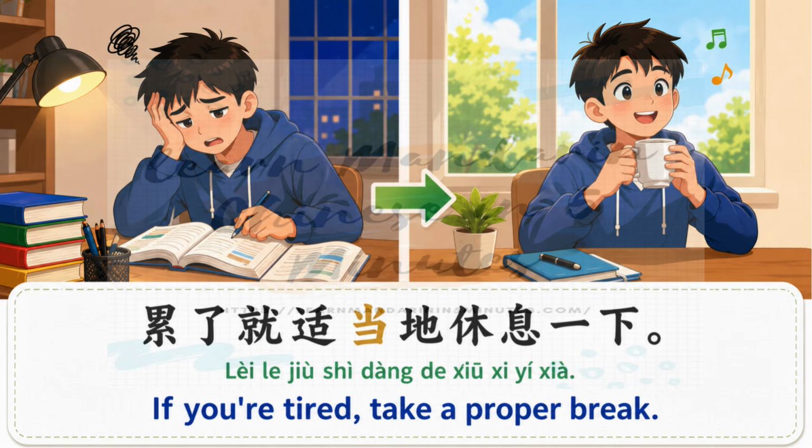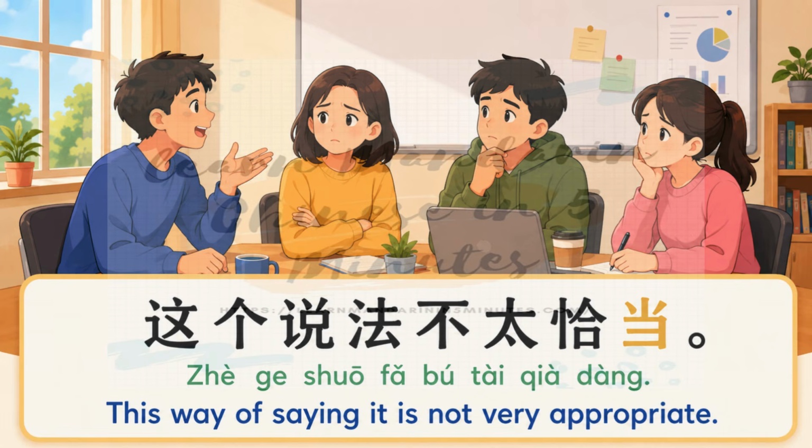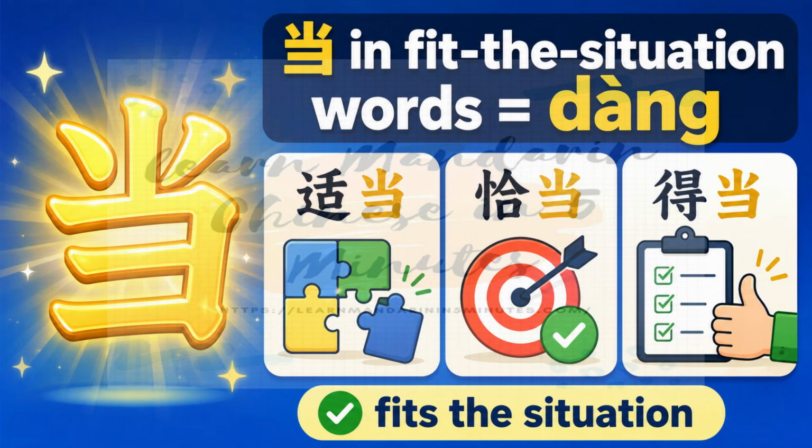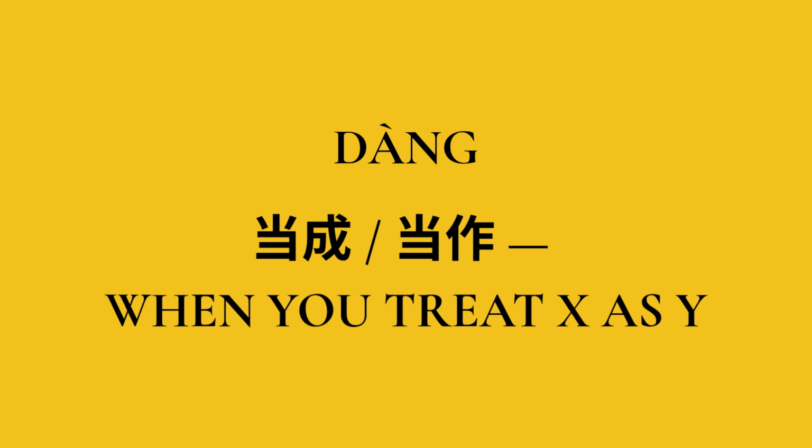For example, 累了就适当的休息一下. If you are tired, take a proper break. 这个说法不太恰当. This way of saying it is not very appropriate. So when this character appears in words about whether something fits the situation, like 适当, 恰当, or 得当, it is usually pronounced as 当. Now let's look at a pattern that learners really need.